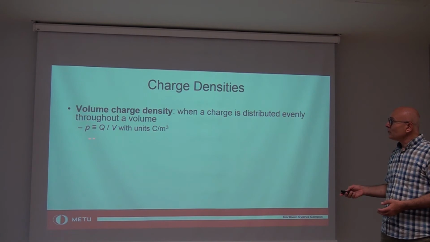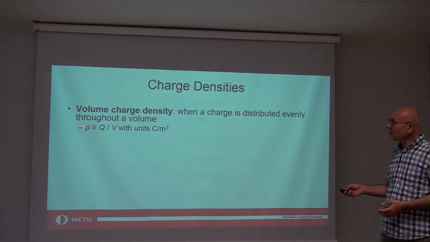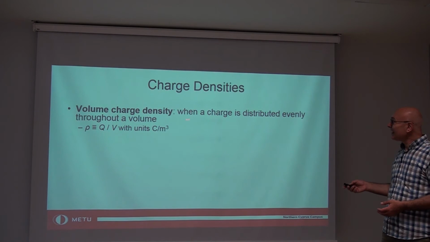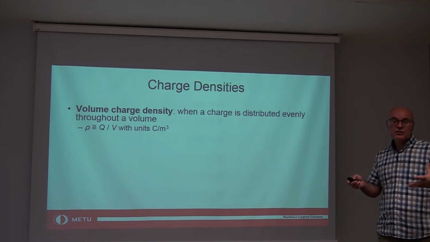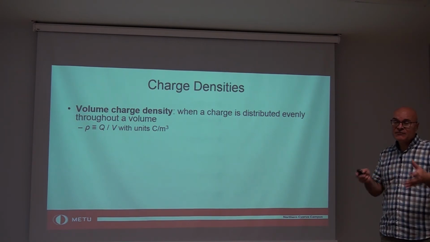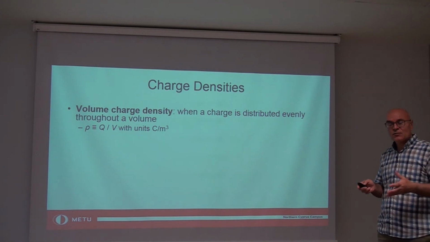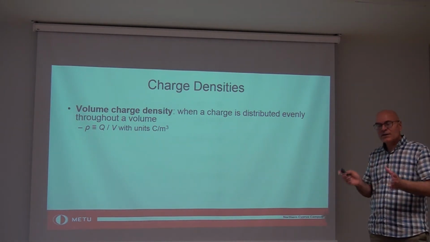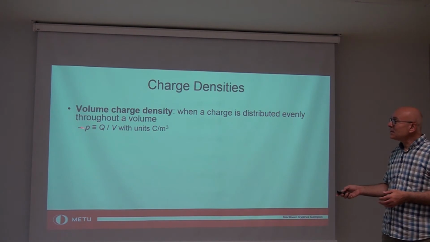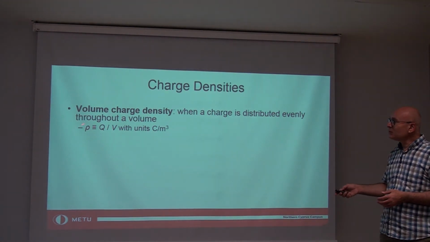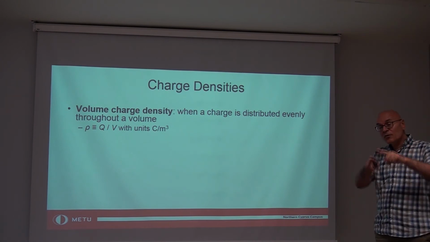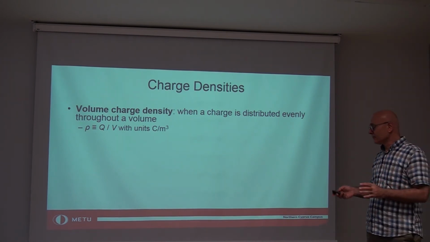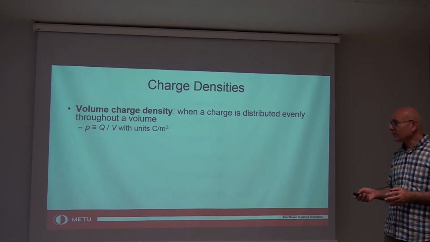So the first quantity is when you have a charge distributed over a volume, and when this is distributed evenly, in other words uniformly, it has the same density over all the points in that volume. In this case, we say that the volume charge density, which we usually refer to by rho, is equal to the total charge divided by the total volume. What total volume? The volume through which the charge is distributed. And of course, it will have units of Coulomb per meter cubed.